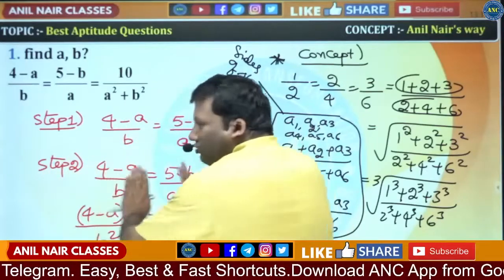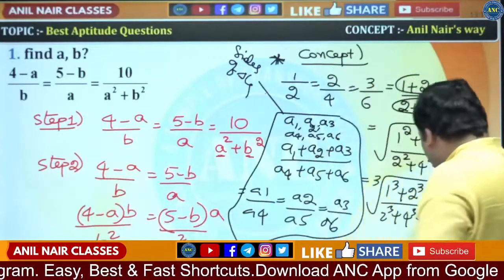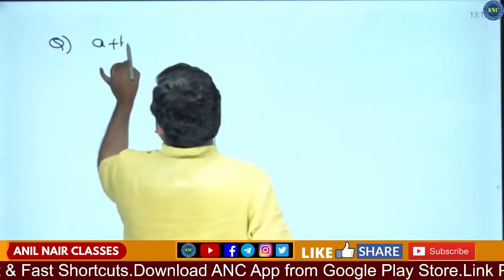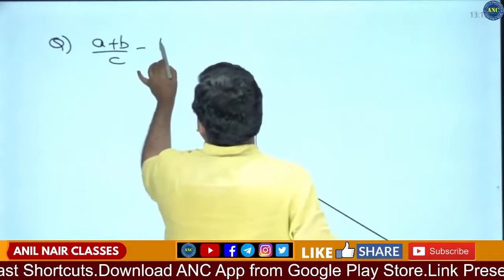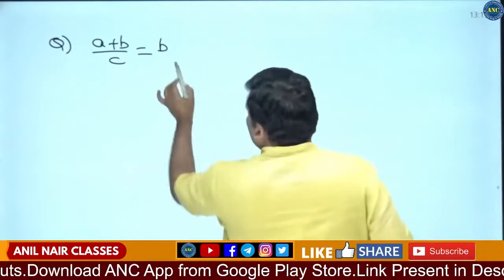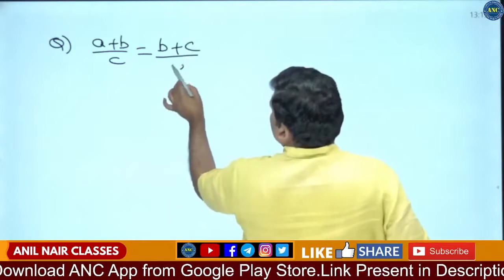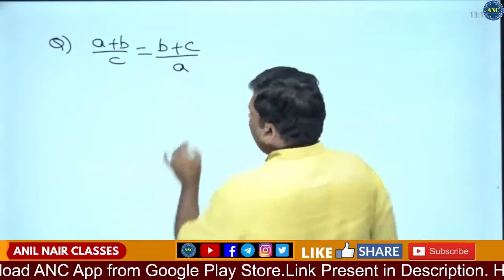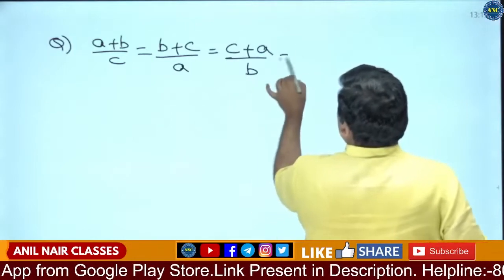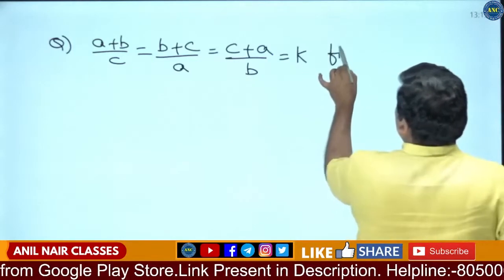We will park this one. First we will understand this example. There is a CAT question based on this one. (A plus B)/C is equivalent to (B plus C)/A is equivalent to (C plus A)/B is equivalent to K. Find K.